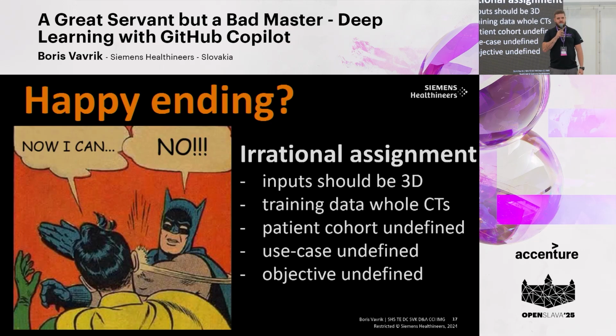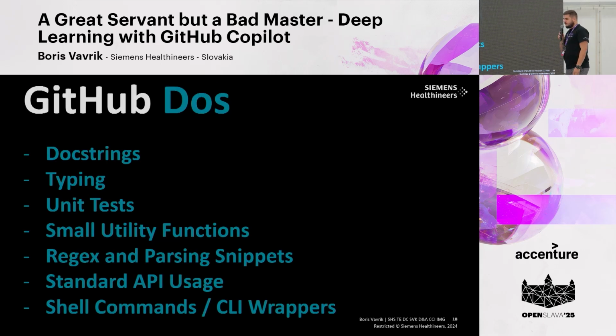But that's still not it, because there is a hidden problem that the assignment doesn't really make sense. The assignment was to predict the lung length, but it should be predicted from the whole 3D CT. You should know how it will be used later, the patient cohort, and there is lots of hidden information that the assignment is missing. So what I recommend using GitHub Copilot for is any non-critical task where you can easily control the outputs.